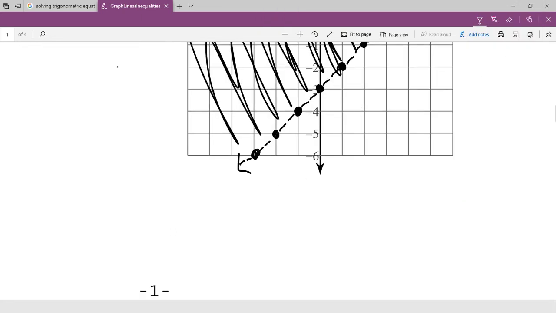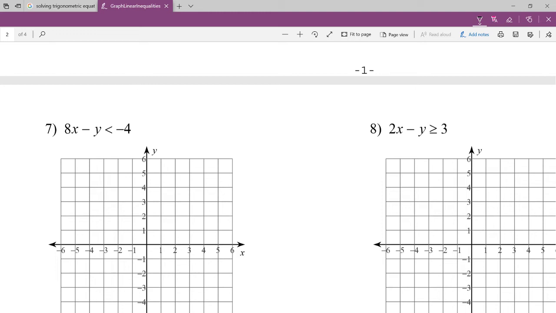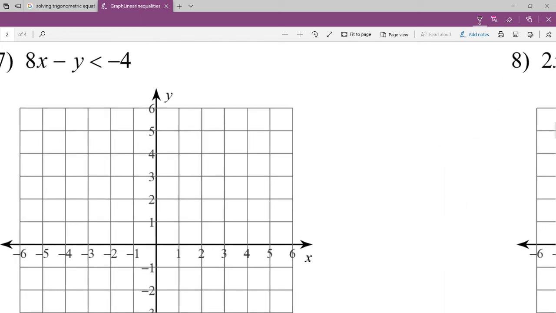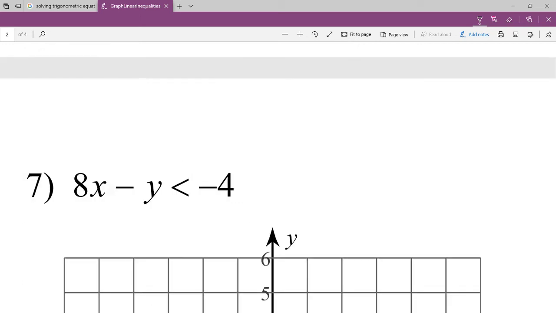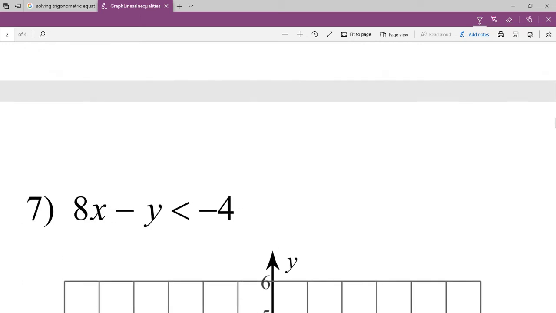So for this one, you have to make sure that you, I don't know if I went over how to graph equations in standard form. But for this one, what you do is you basically try to solve for y first.